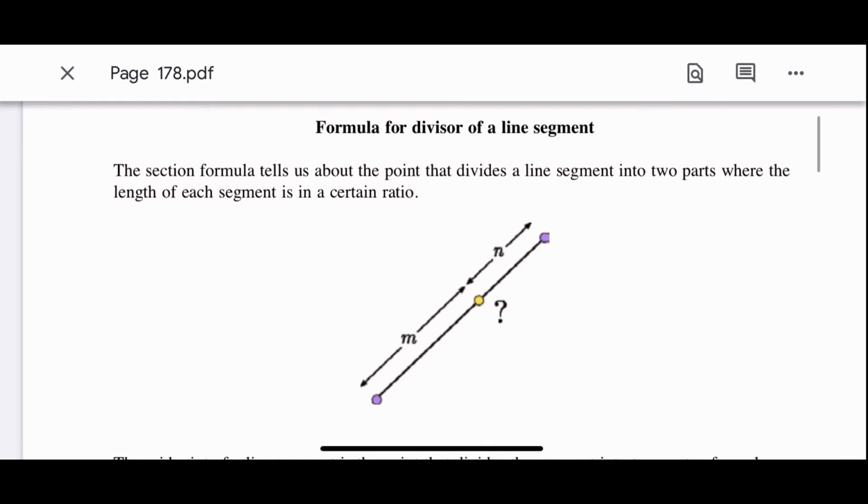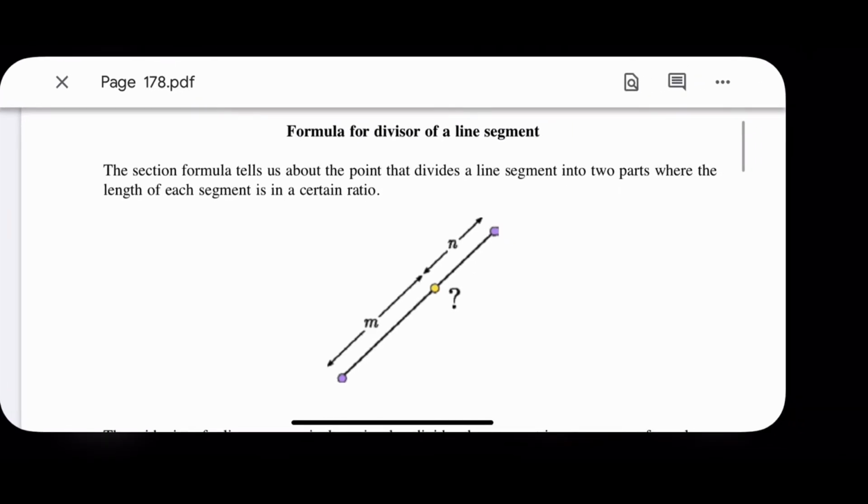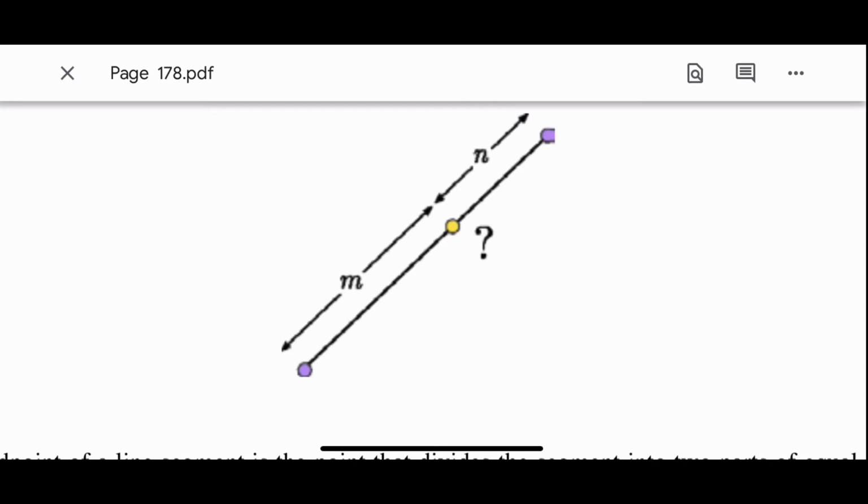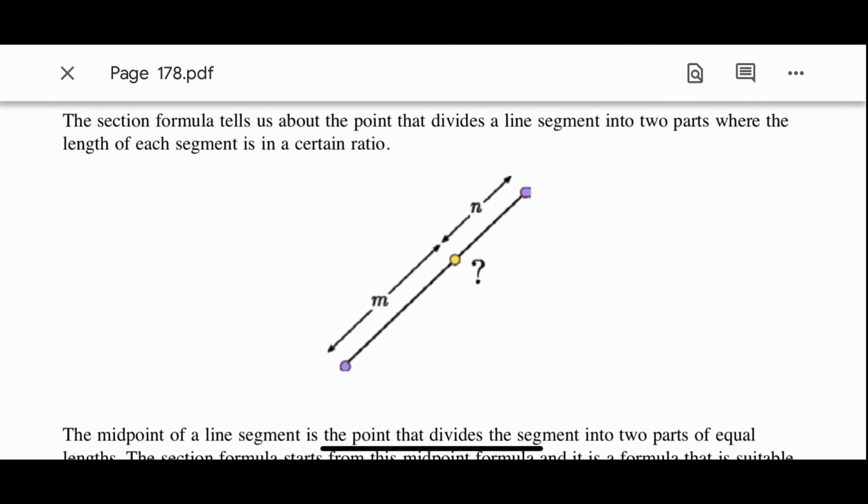To all the additional maths students and maybe teachers, today I would like to share the formula for dividing a line segment. The section formula tells us about the point that divides a line segment into two parts, where the length of each segment is in a certain ratio. So the ratio is m:n, and the point there is unknown.